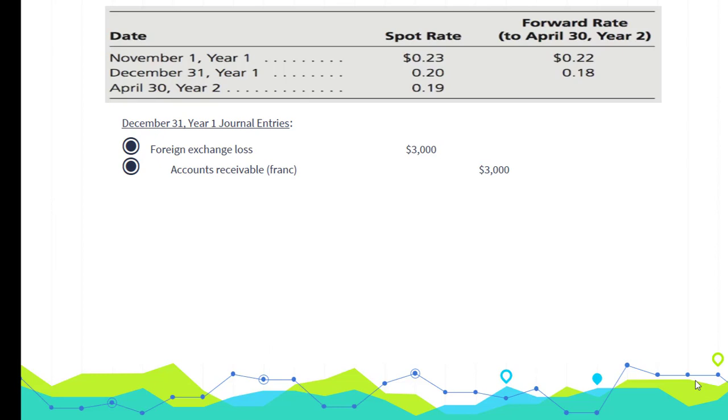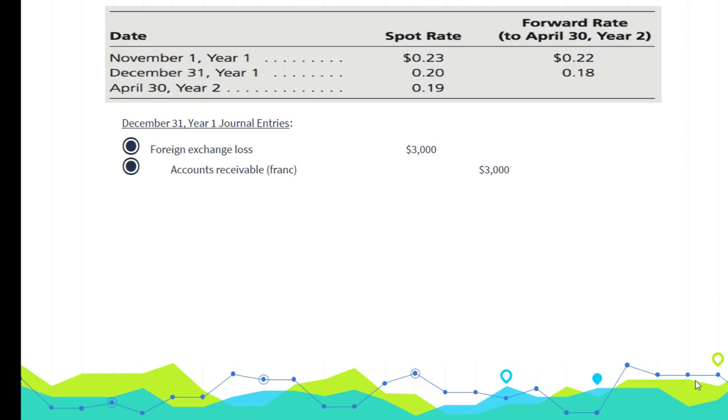And since the account receivable is denominated in francs, because that's what will be collected by Alexandria Company from the foreign customer when the foreign customer makes payment on April 30 of year 2, the depreciation in the franc reduces the US dollar value of that account receivable, thereby necessitating a credit entry to accounts receivable in the amount of $3,000. So the carrying value of the account receivable has declined in US dollar terms, even though it stayed constant in terms of the foreign currency, francs.